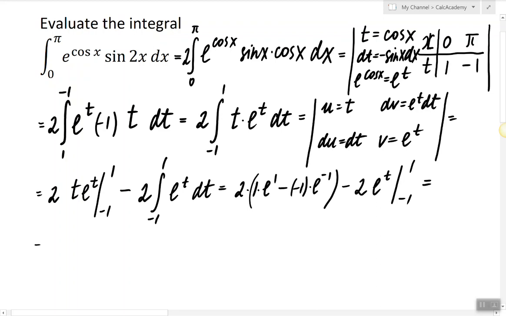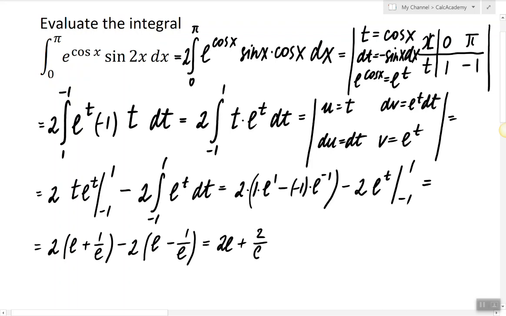And now we just have to plug those values in and simplify. So we have 2e plus 1 over e minus 2 times e to the 1 minus e to the -1, which is 1 over e. And this can be simplified further, so we have 2e plus 2 over e minus 2e plus 2 over e. So the answer is 4 over e.